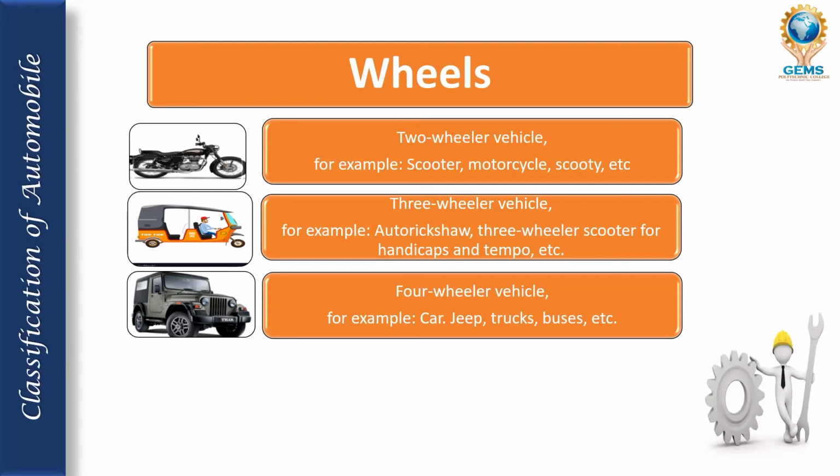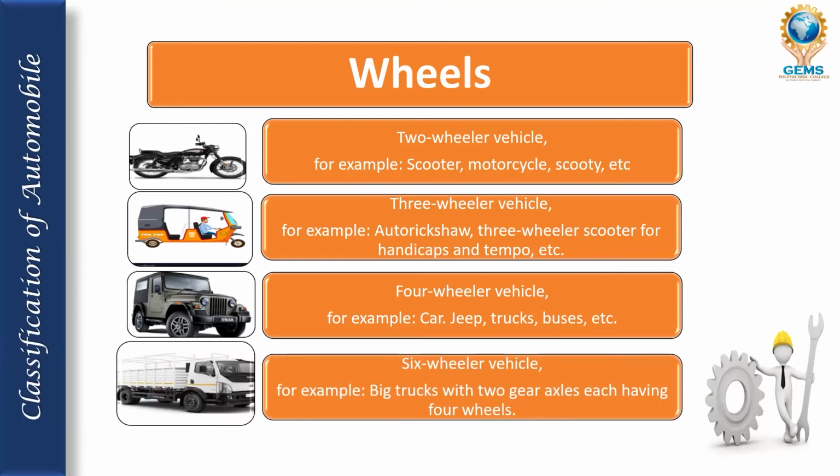The third one is four-wheeler vehicle like car, jeep, trucks, buses. Next one is six-wheeler vehicle and more than that. Big trucks with two rear axles, each having four wheels. These are six-wheeler vehicles and other vehicles with extra wheels.